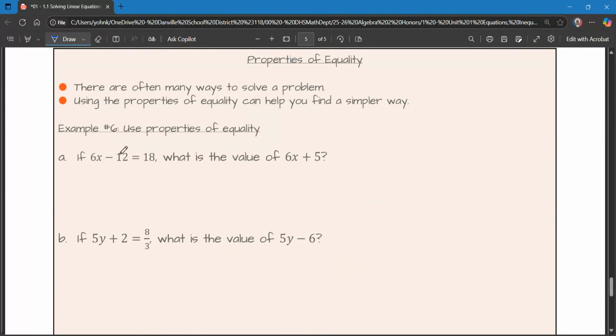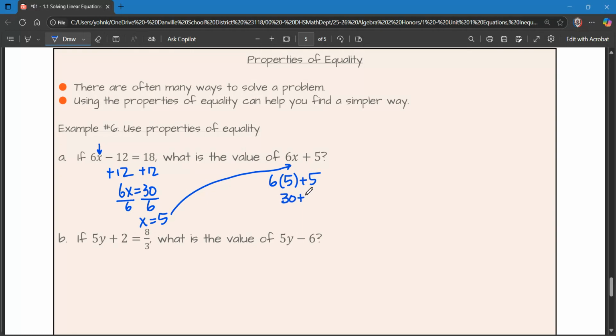Part A, if 6x minus 12 equals 18, what is the value of 6x plus 5? Well, option 1, you can solve the equation for x, and whatever you get, plug it into 6x plus 5. So for instance, I could add 12 to both sides, get 6x equals 30, divide both sides by 6, get x equals 5. And then I could take that 5 in, substitute it. 6 times 5 plus 5, that gives me 30 plus 5, gives me an answer of 35. Option 1 is to do that.